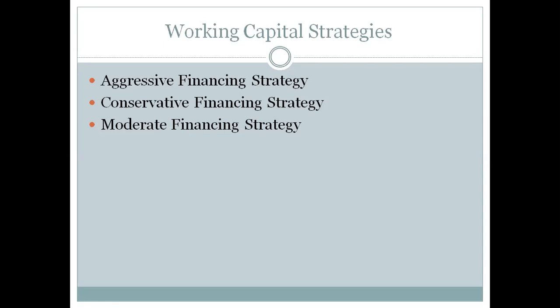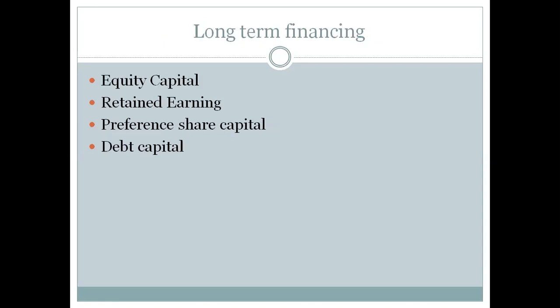On the other hand, if you require funds for 1 year, 6 months, or 2 months, then you get the funds for 2 months, 5 months, or 1 year. Means if you need funds for 10 years, you arrange 10-year financing. If you need funds for 2 months, you arrange them for 2 months. In this case, liquidity, profitability, and risk are all balanced.